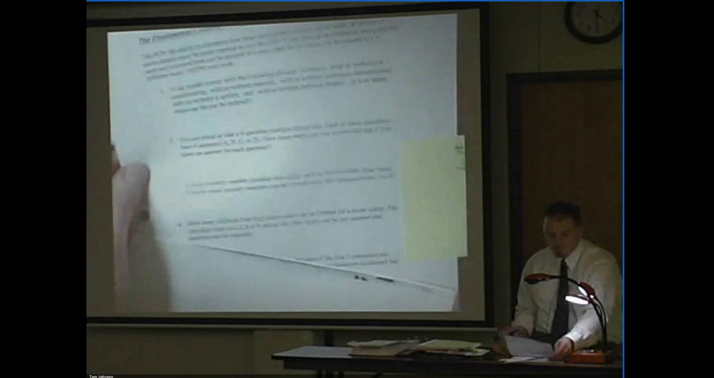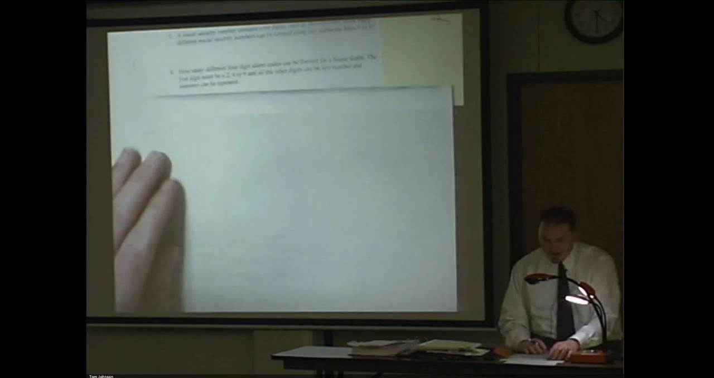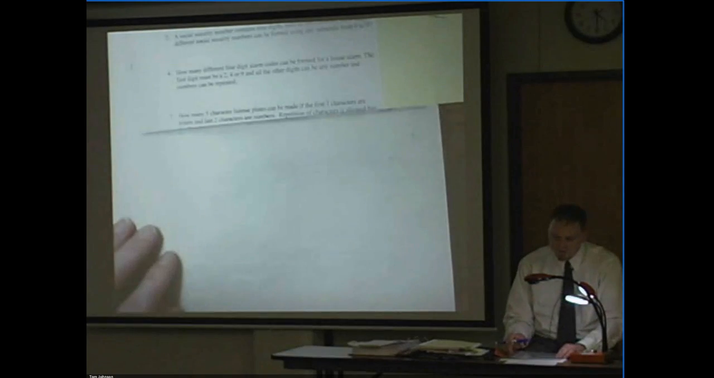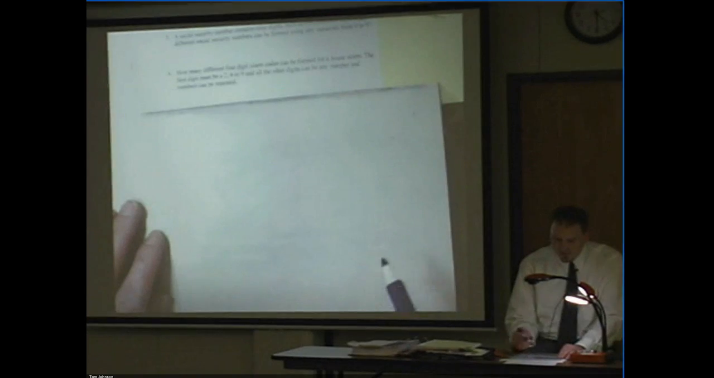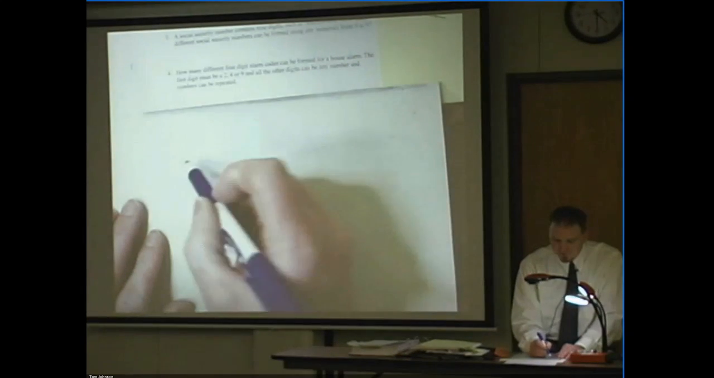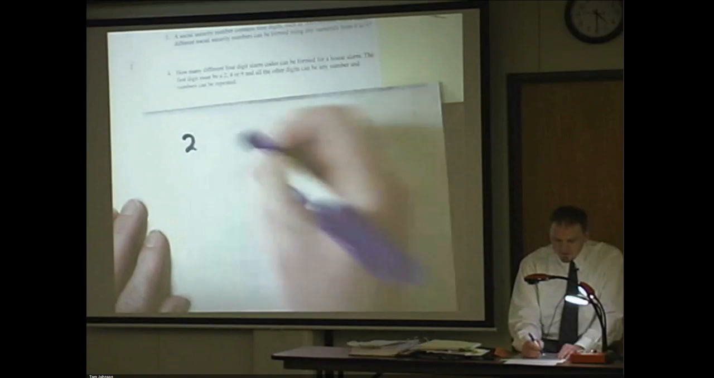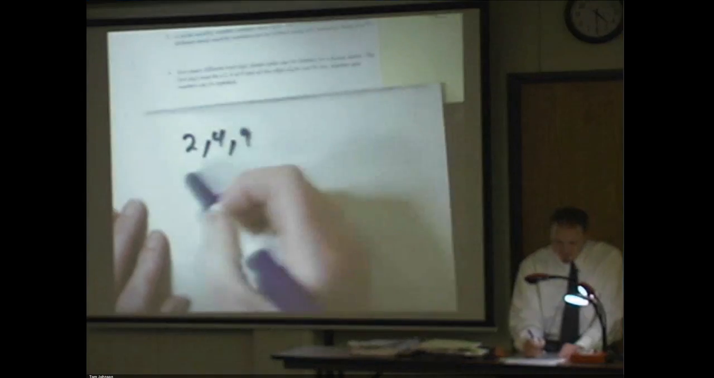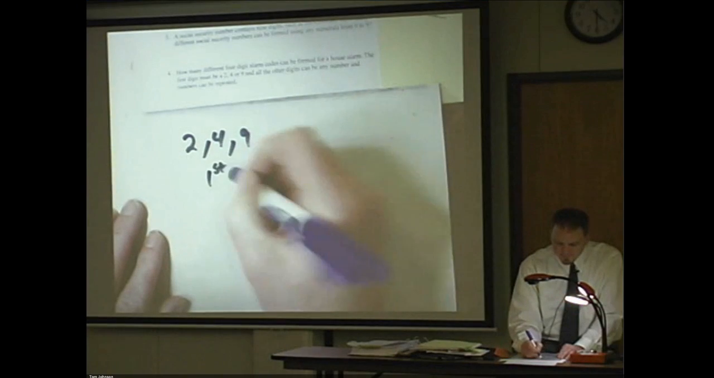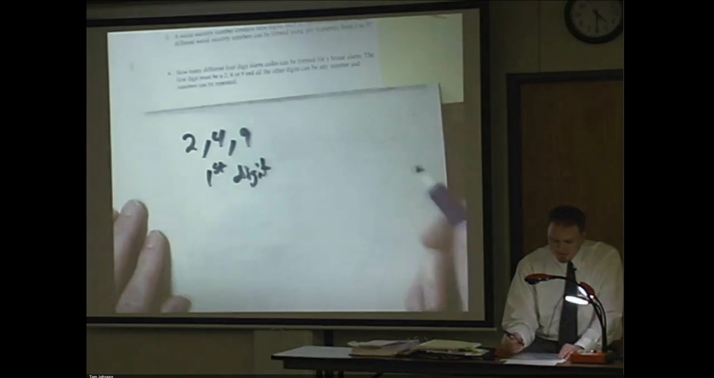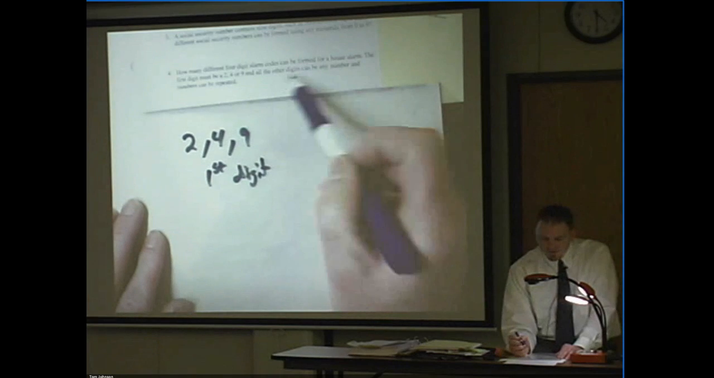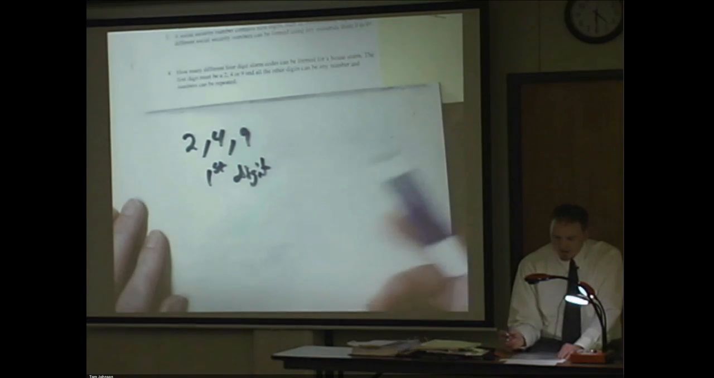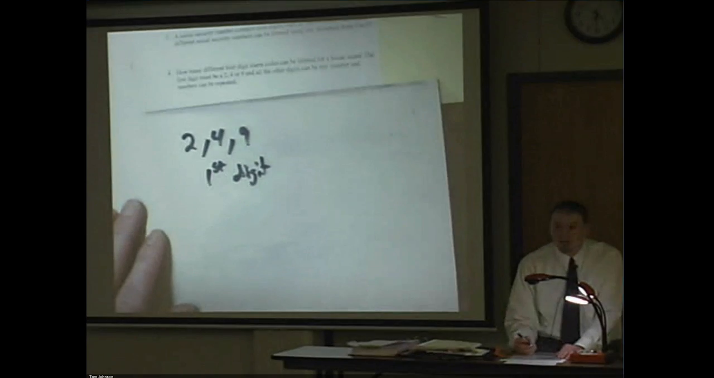Okay, so number 4 on a handout called the Fundamental Accounting Principle. And it says, how many different 4-digit alarm codes can be formed for a house alarm? The first digit must be a 2, a 4, or a 9. And, okay, so that's our first digit. And all of the other digits can be any number, and numbers can be repeated.